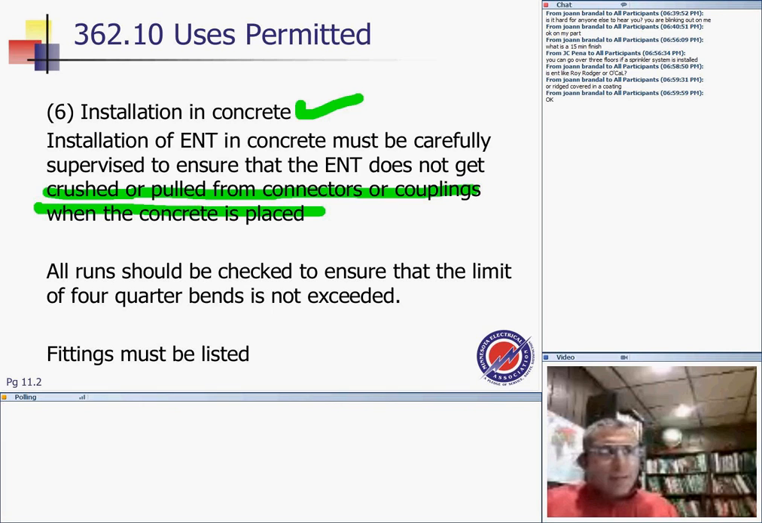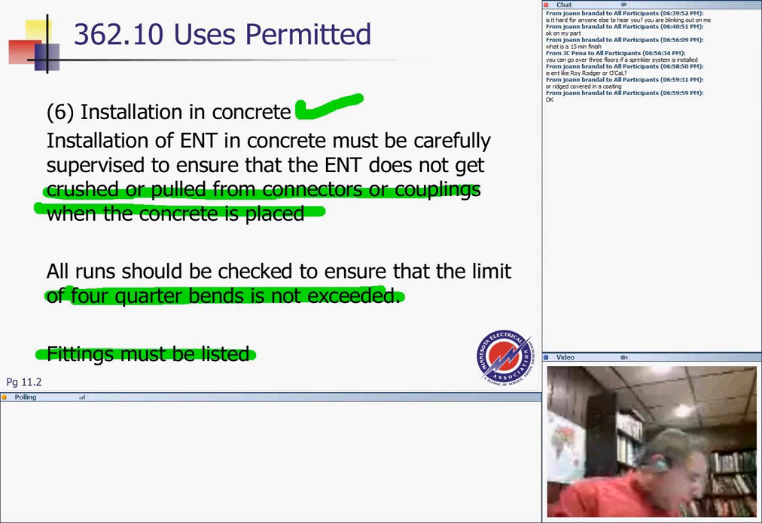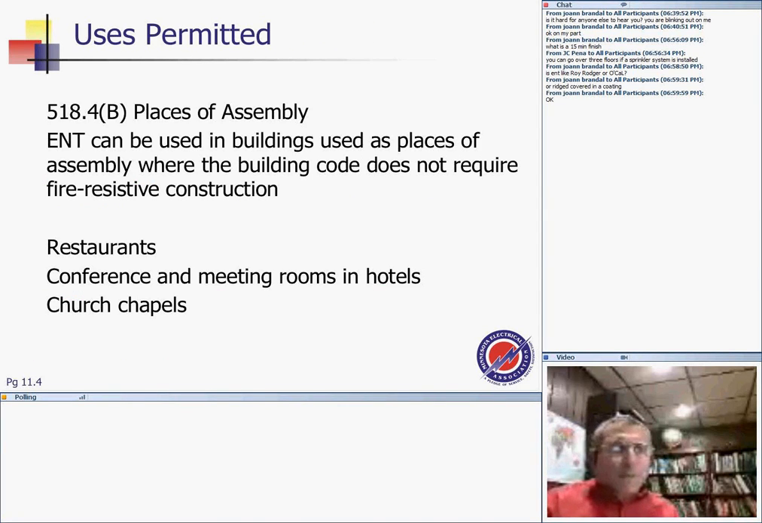And also, like any conduit, guys, it's a nightmare to pull conductors in this conduit if you have more than four quarter bends. So make sure you don't exceed the four quarter bends. And if it's in concrete, as you all know, it must be listed for concrete. So that's application, uses permitted.